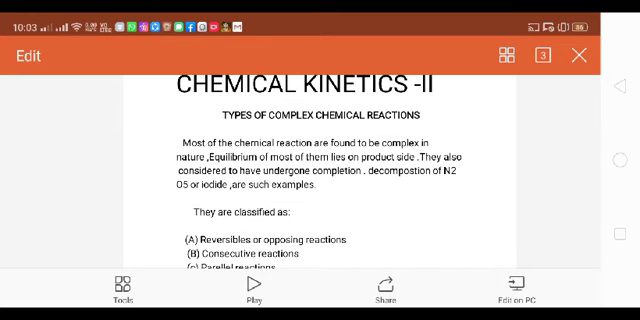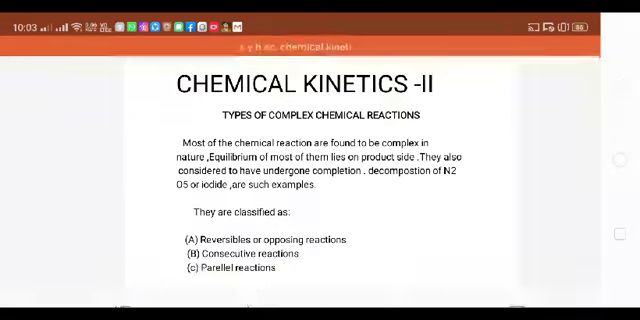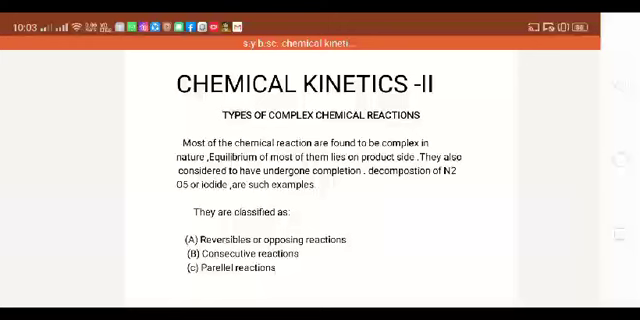Today we are going to see a topic from Chemical Kinetics. SYBSc Semester 3rd, Paper 2nd, Unit 1st. Name of the chapter is Chemical Kinetics.